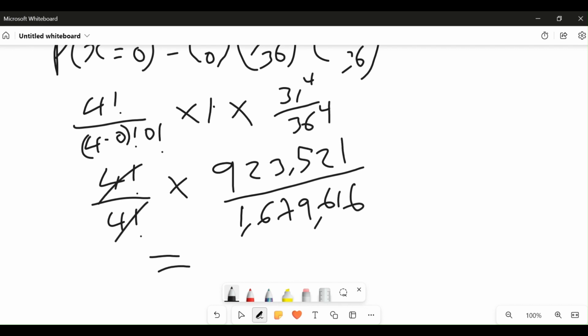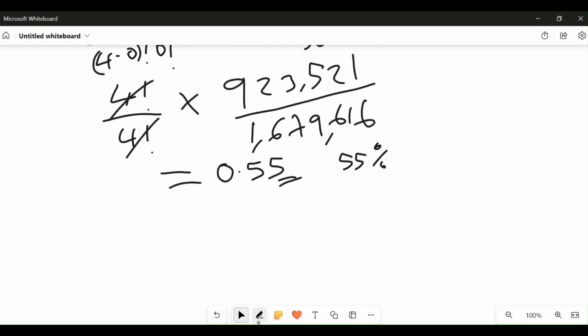So our probability of x equals 0 will be 923,521 divided by 1,679,616, and that will give us approximately 0.55, or call it 55 percent. So in zero try, the probability that we don't have the sum of 6 is 0.55. That's that.